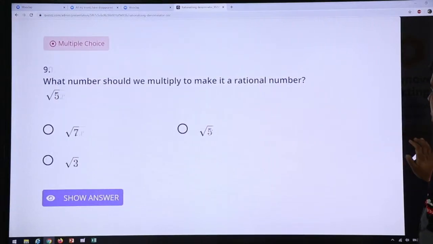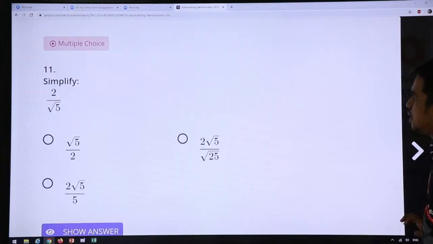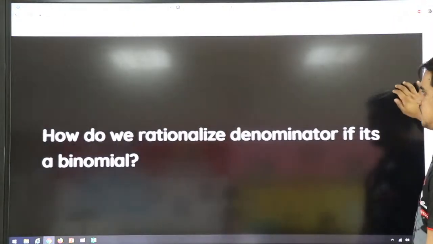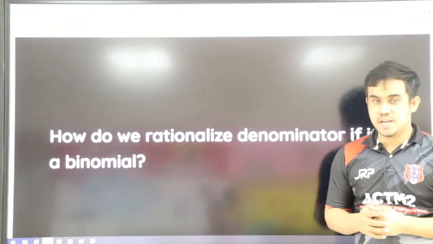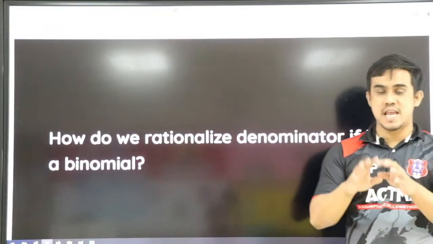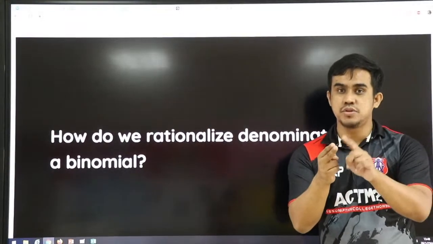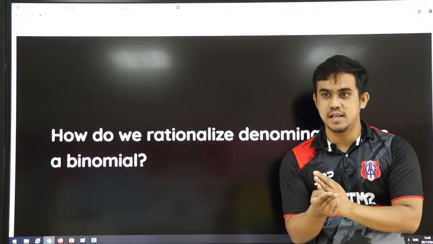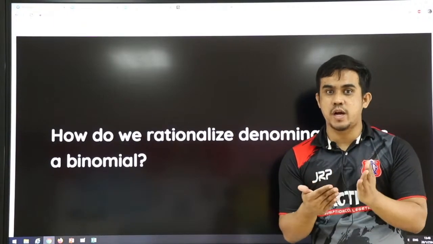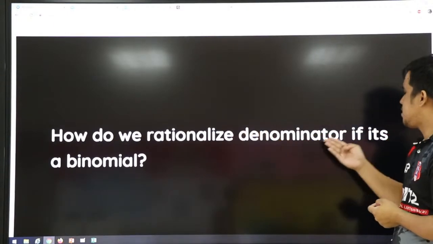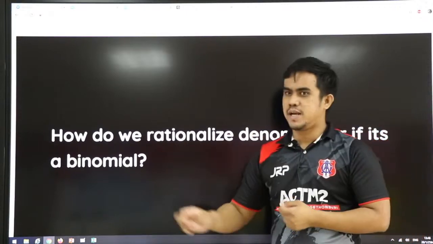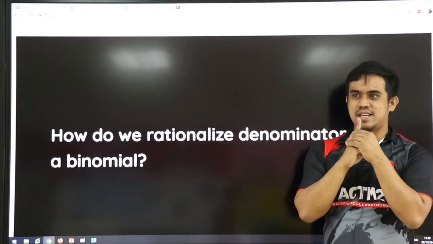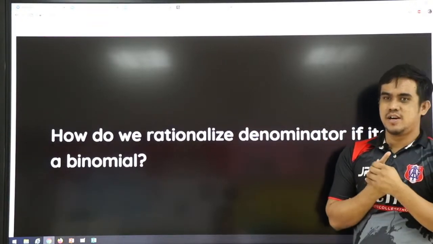Next. Okay, this is finished, right? Okay, so how do we rationalize denominator if it's a binomial? Meaning to say, there are 2 terms. Example, square root of 5 plus square root of 3, square root of 7 minus square root of 3. How do we rationalize denominator if it's a binomial? I only need 1 word. This is the keyword. 2 points now. Go.